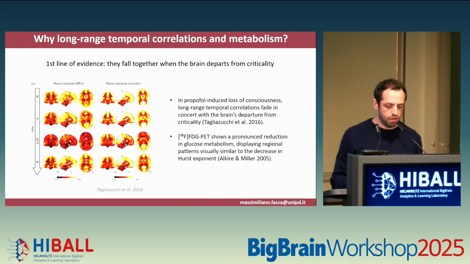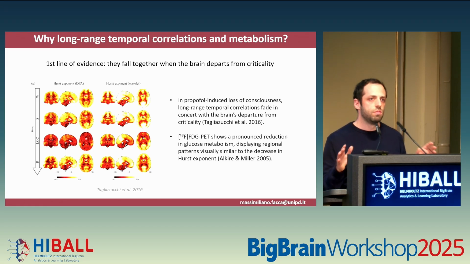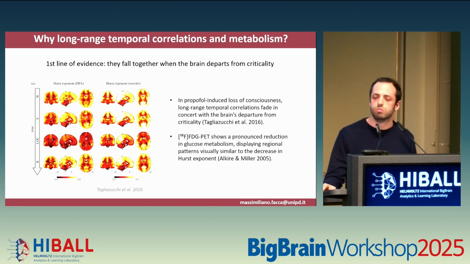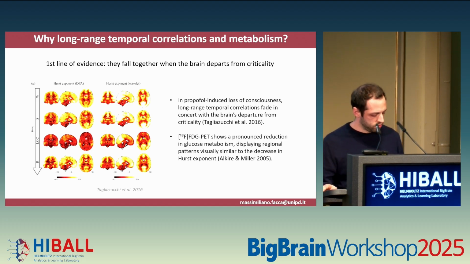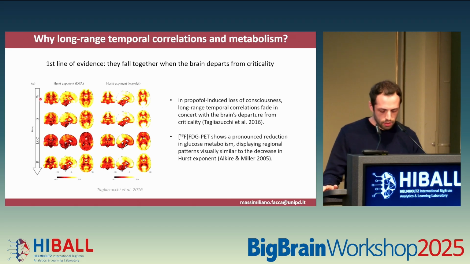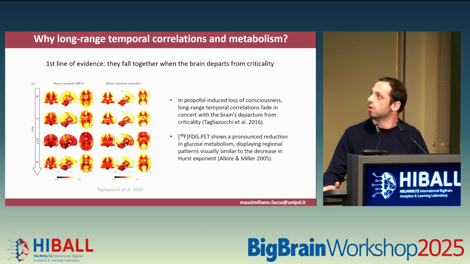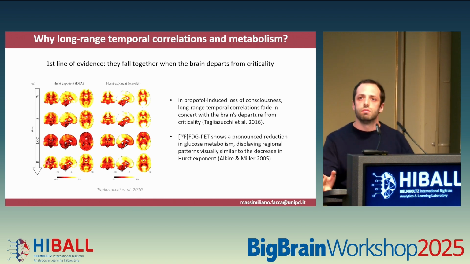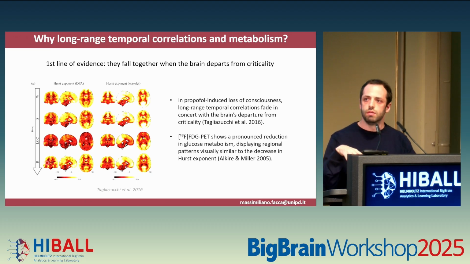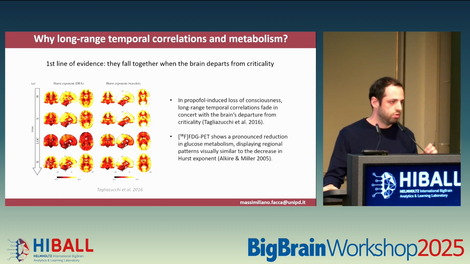The first line of evidence is related to the fact that they fall together in states that are pushing the brain away from criticality, like loss of consciousness. For example, here you can see a study by Enzo Tagliazucchi. As you can see, the Hurst exponent drops when we move from wakefulness to propofol-induced sedation and then loss of consciousness, and then it rebounds when consciousness rebounds. Now, the same exact pattern occurs with glucose metabolism, because we have a massive drop plus a regional pattern that is very similar to the original drop of the Hurst exponent in loss of consciousness.